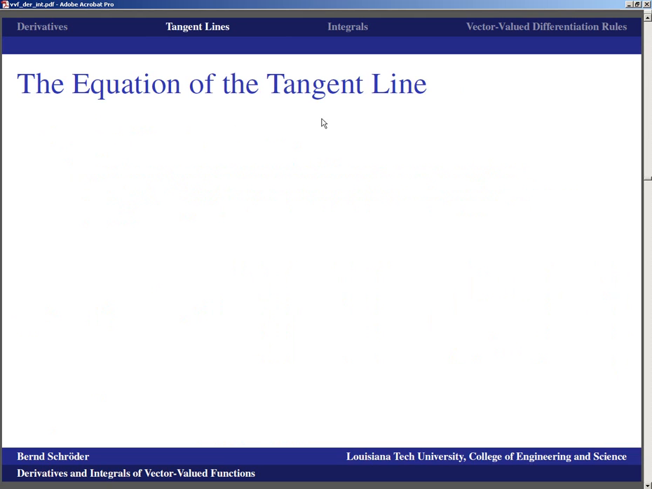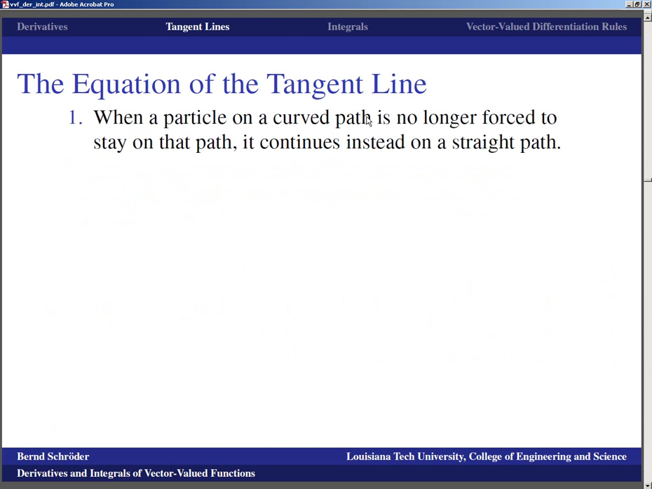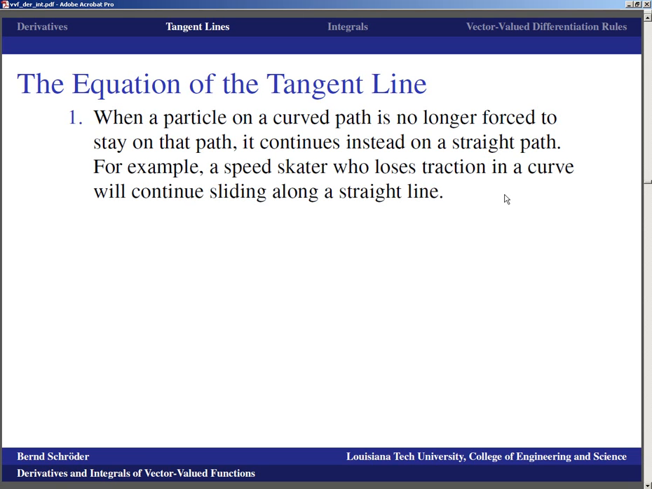And when we try to work out what the equation of a tangent line is, let's first of all think about what a tangent line ought to be. If we have a particle on a curved path in 2 or 3 dimensions, when that particle is no longer forced to stay on the path, it continues instead on a straight path. I think when I was first working this out, I was watching Winter Olympics or some kind of winter sports, but if you've got a speed skater who is going around a corner and loses traction in that curve, that speed skater will continue sliding along a straight line, and that line is the tangent line.